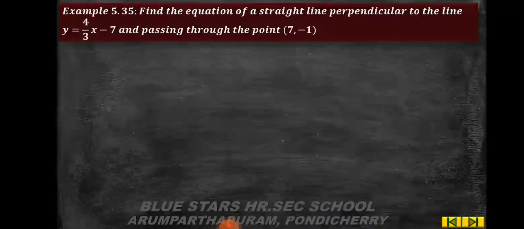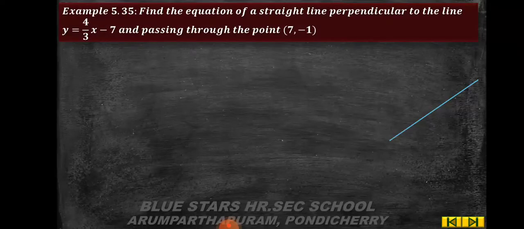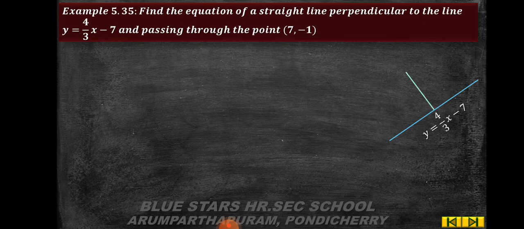Next, example 5.35. Find the equation of a straight line perpendicular to the line y is equal to 4 by 3 x minus 7 and passing through the point 7, minus 1. So here you have one line, y is equal to 4 by 3 into x minus 7, and one line is perpendicular.